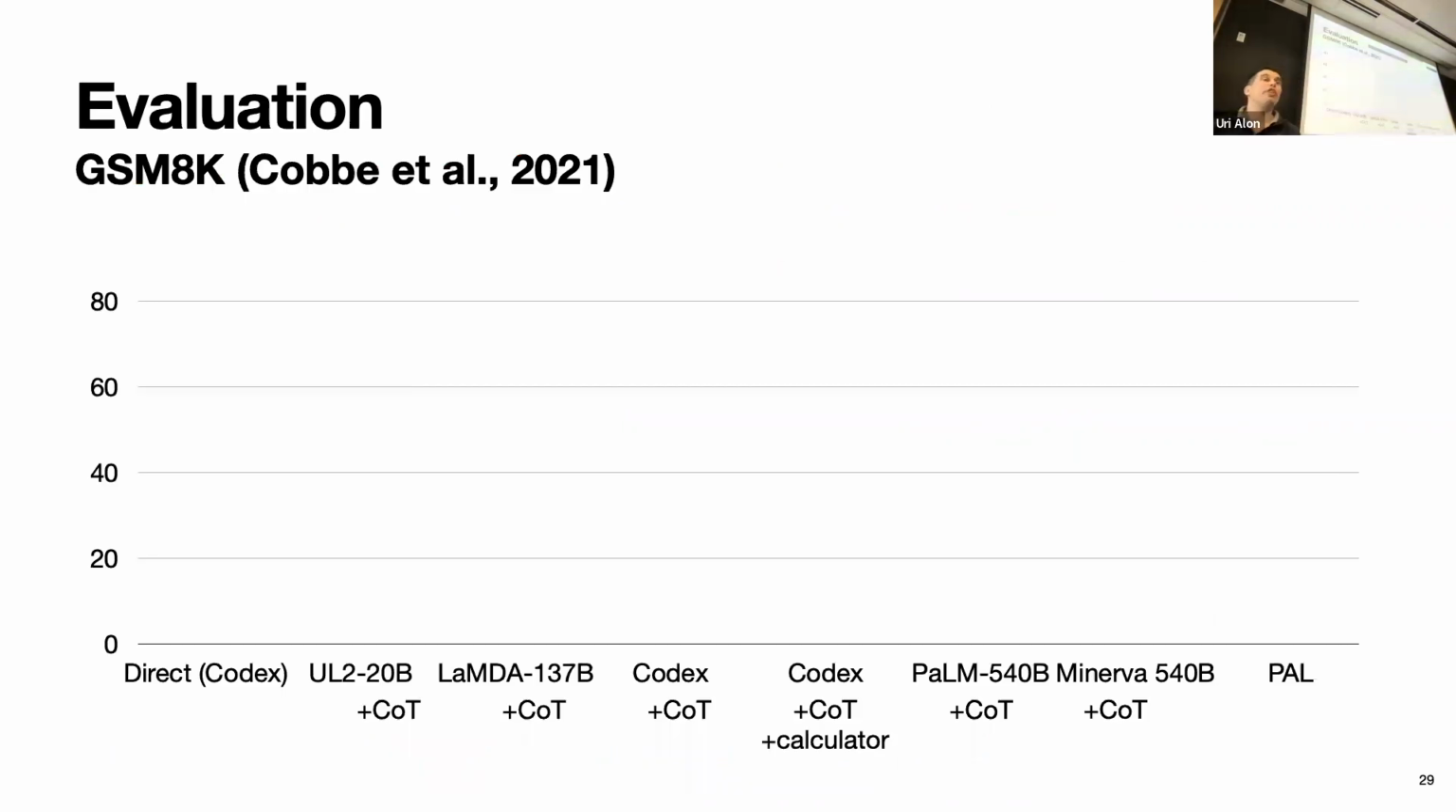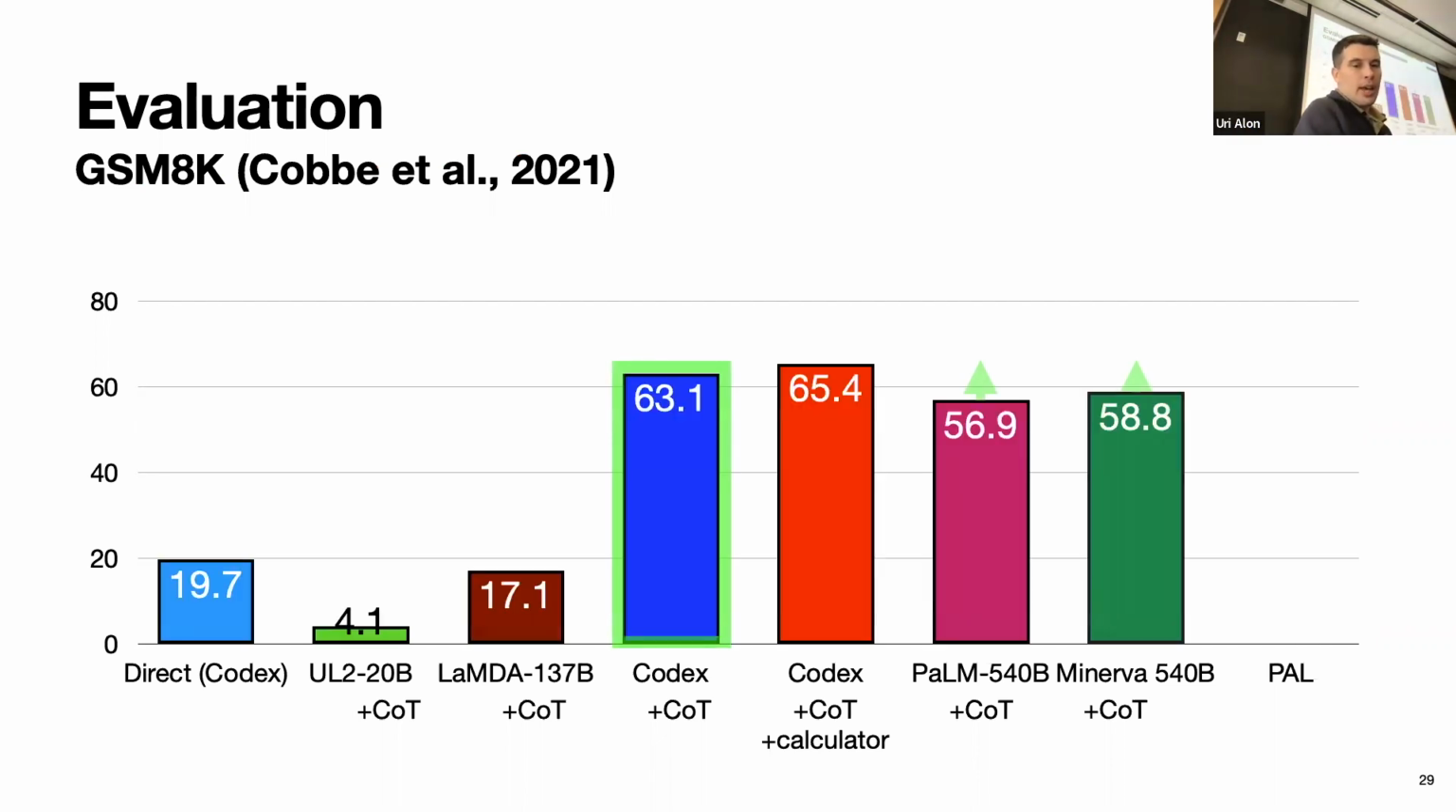Okay, so we evaluated this on a variety of datasets. One of the most popular datasets is the GSM-8K dataset, which is the dataset that these examples about Roger and the tennis balls were taken from. And here are some of the results. First, you can see that direct Codex, the standard few-shot prompting approach that gives the model pairs of inputs and direct outputs, performs much worse than Codex plus chain of thought. COT is chain of thought. So this gap between 19.7 and 63.1 shows you the benefit of using chain of thought in general. This is just in general, not our contribution.